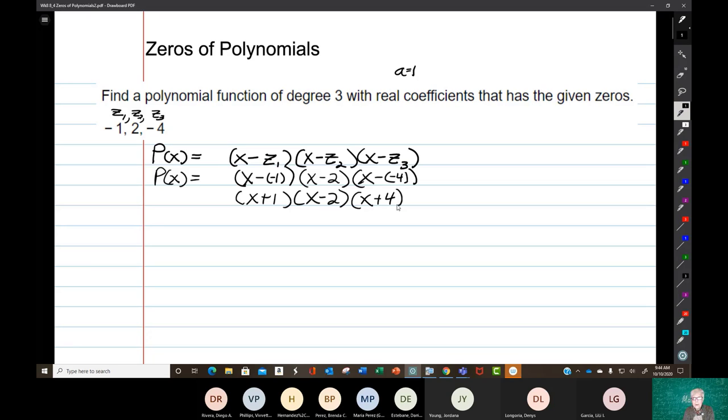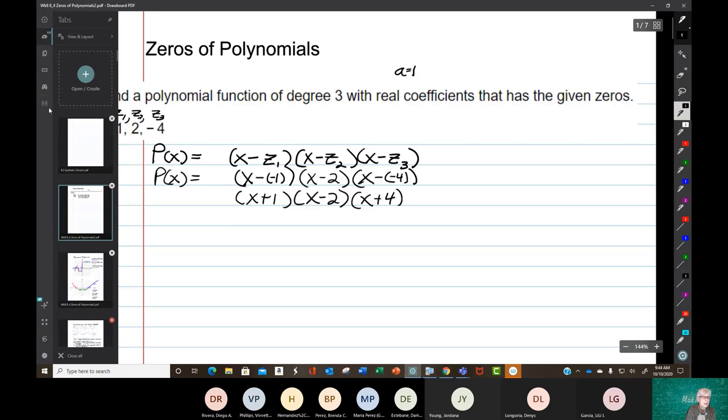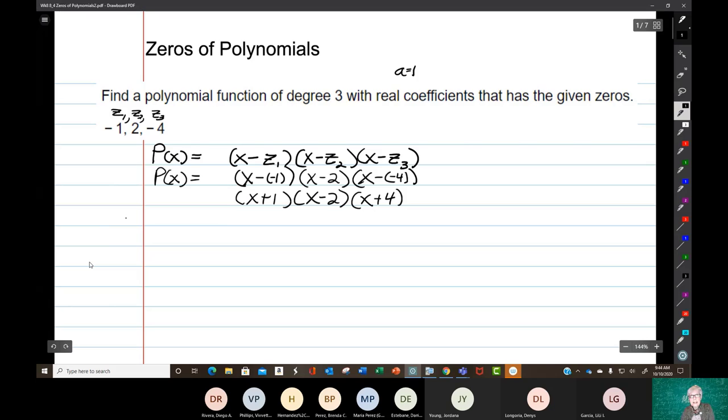Now, you'll find out over time what order you want to do this in. Not supposed to end sentences with prepositions, but I just did. What I usually do is this, just based on years of doing it this way and finding it easier for me.